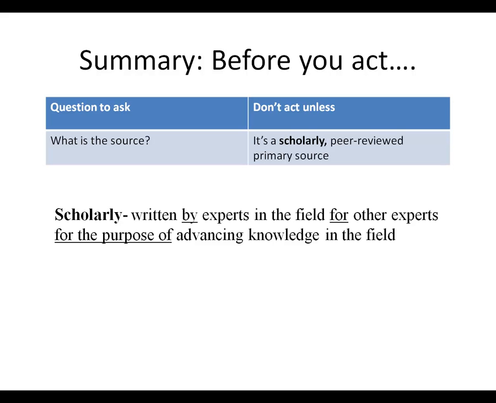The first thing that you need to do when you have some information that's making a claim that you're supposed to act on is to ask, what is the source of the information that I'm looking at? What you want is you want to only be looking at scholarly, peer-reviewed primary sources. Okay, so those three things, scholarly, peer-reviewed, primary, mean different things, and they're overlapping. So I'd like to talk about each term one by one.